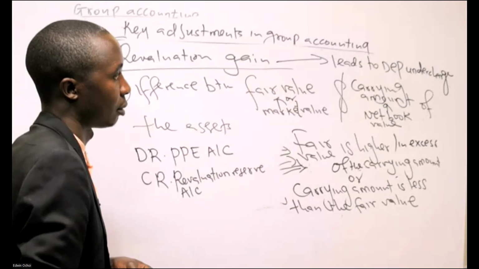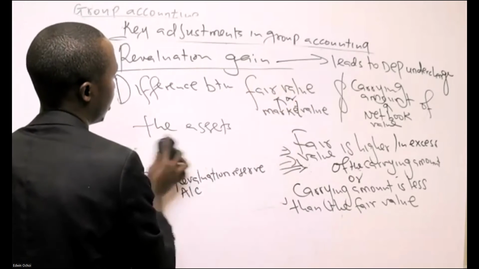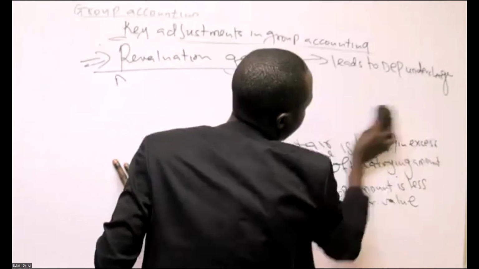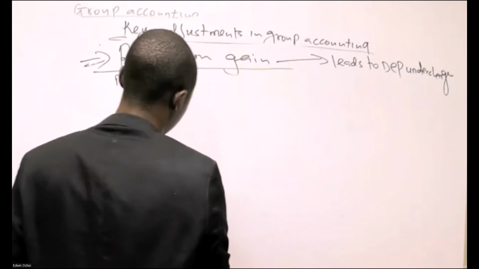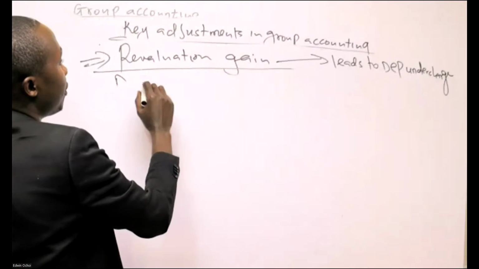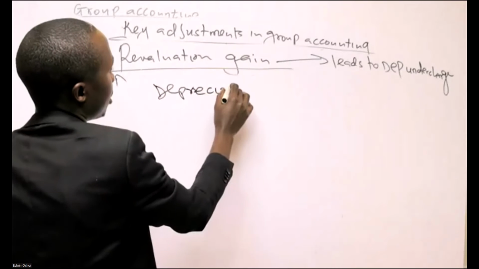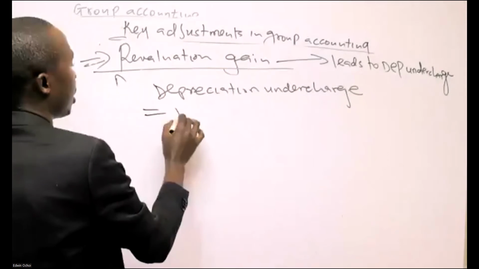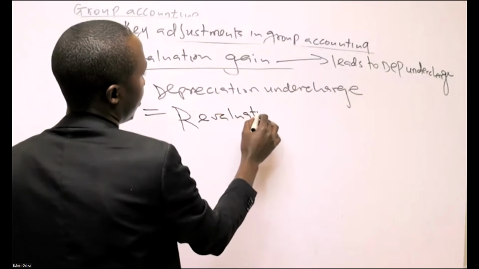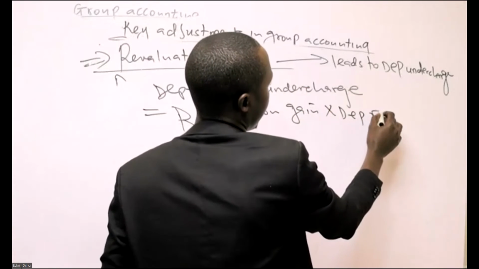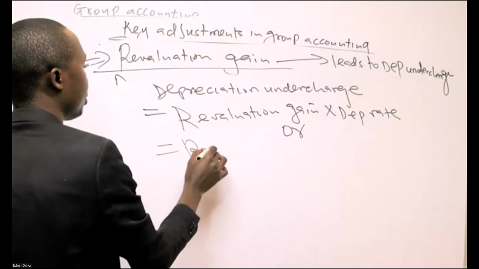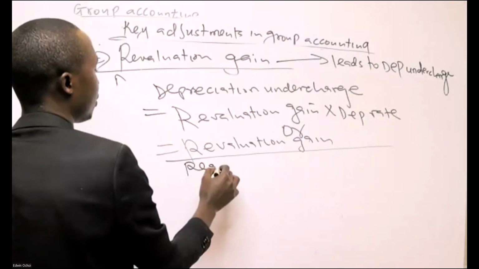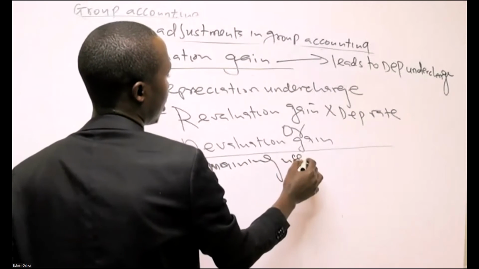Where are you supposed to adjust that? I have said it leads to depreciation under charge, which you get by taking your revaluation gain and multiplying with the depreciation rate, or taking your revaluation gain and dividing with the remaining useful life.